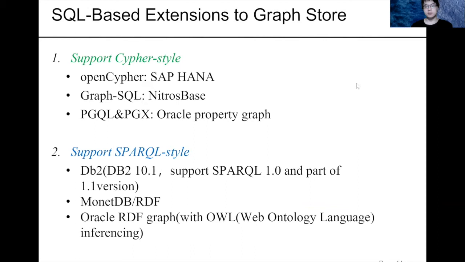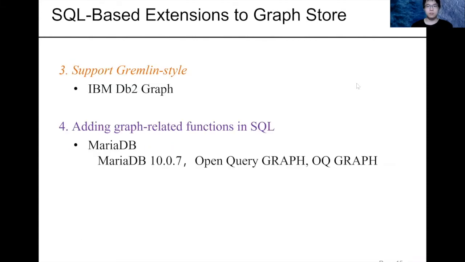Therefore, this gives birth to two typical SQL-based graph extension languages: supporting Cypher style and SPARQL style. It is worth noting that Oracle adopts different graph query styles to support them. Most SQL-based query languages that support a graph model adopt the same graph query style. That means, to some extent, Oracle supports the graph model more perfectly.